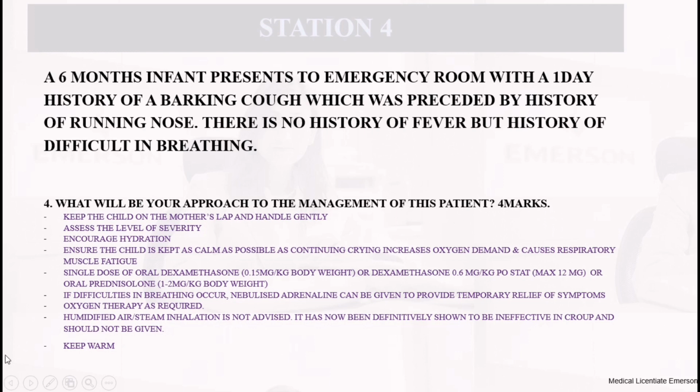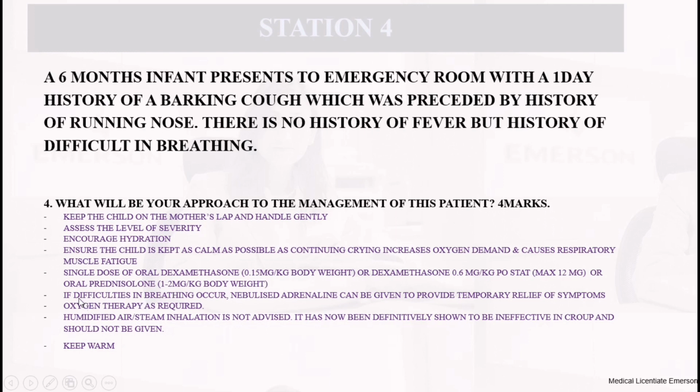Of course you have to keep the child on the mother's lap and handle gently. Then you assess the level of severity, you encourage hydration, and ensure the child is kept as calm as possible because continued crying increases oxygen demand and causes respiratory muscle fatigue. Then you can also give a single dose of oral dexamethasone 0.15 milligrams per kg body weight, or dexamethasone 0.6 milligrams per kg orally stat, maximum dose of 12 milligrams, or oral prednisolone 1 to 2 milligrams per kg body weight. Or you can just check with your facility guidelines.